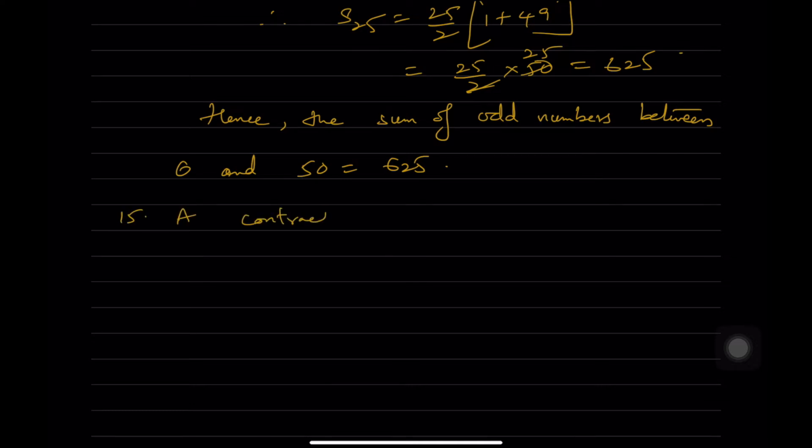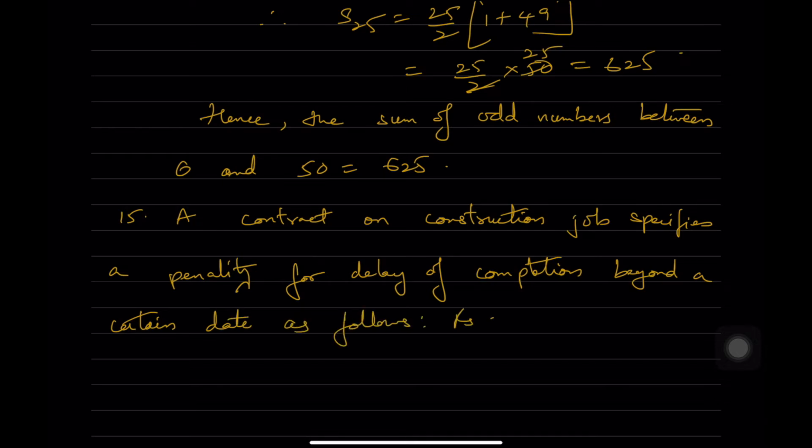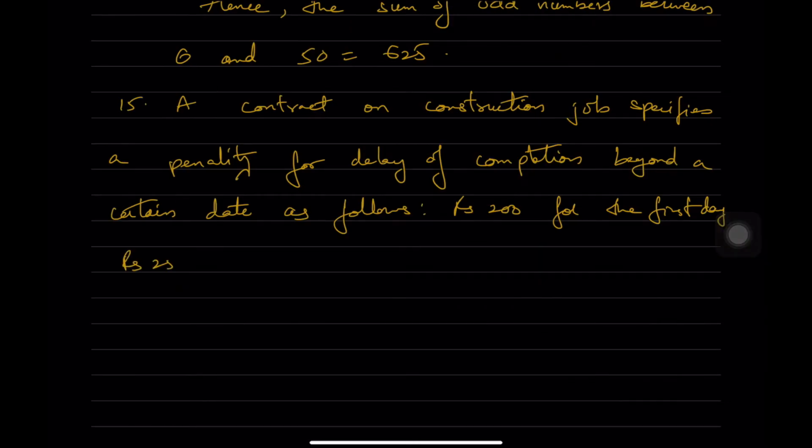A contract on construction job specifies a penalty for delay of completion beyond a certain date as follows: rupees 200 for the first day, rupees 250 for the second day, rupees 300 for the third day, etc.